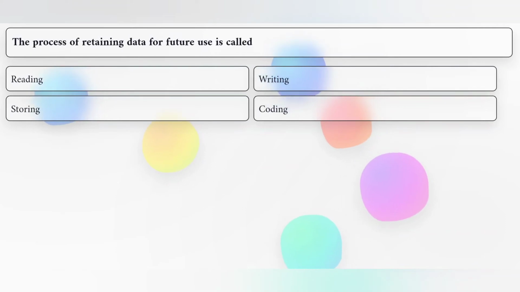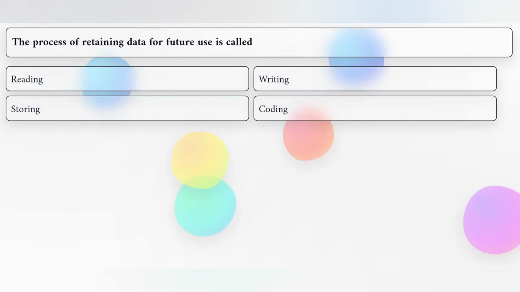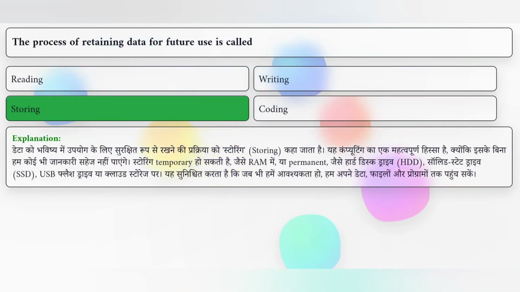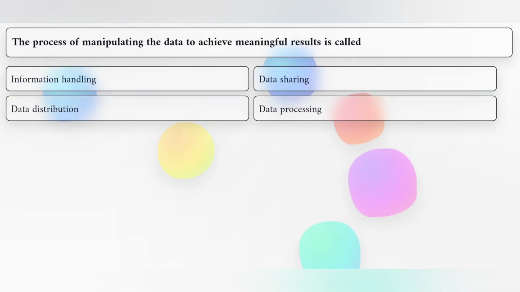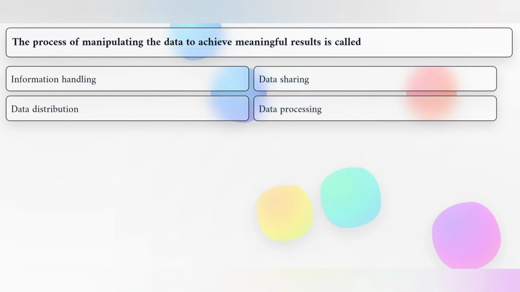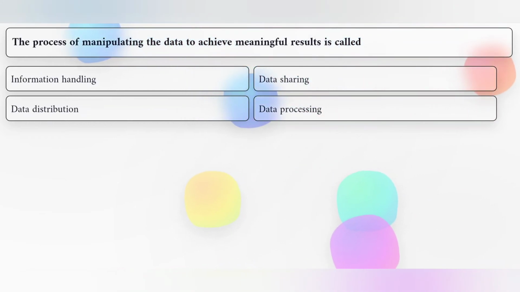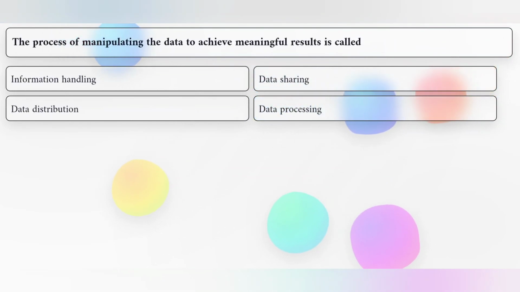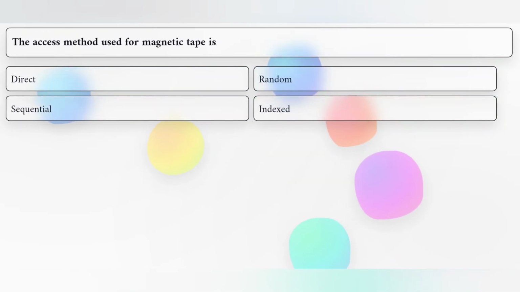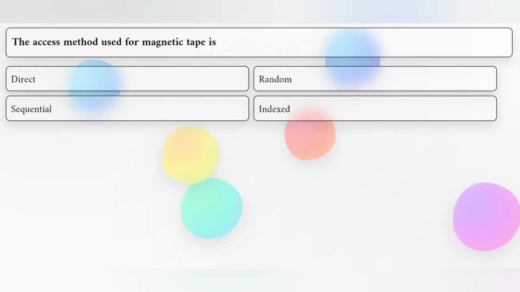The process of retaining data for future use is called reading, writing, storing, coding. The process of manipulating the data to achieve meaningful results is called information handling, data sharing, data distribution, data processing. The access method used for magnetic tape is direct, random, sequential, indexed.